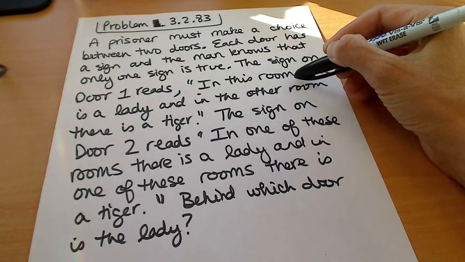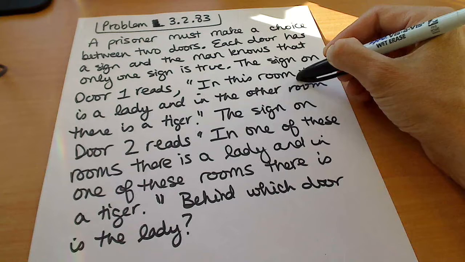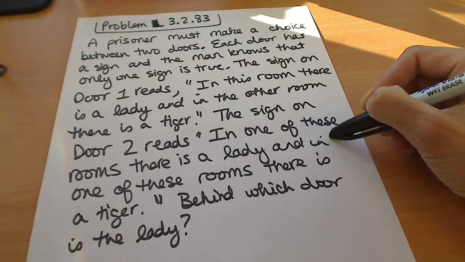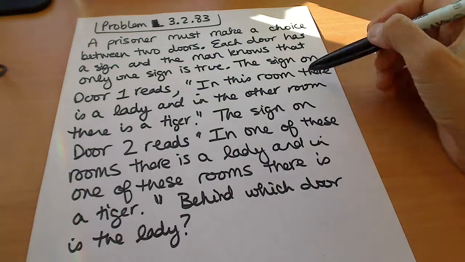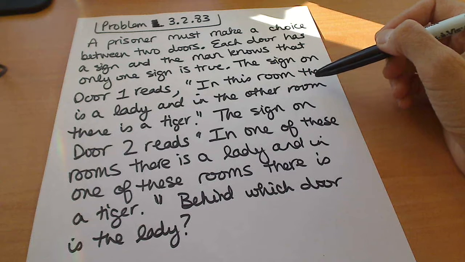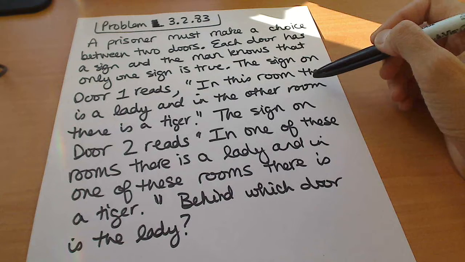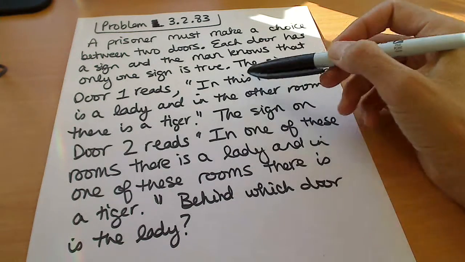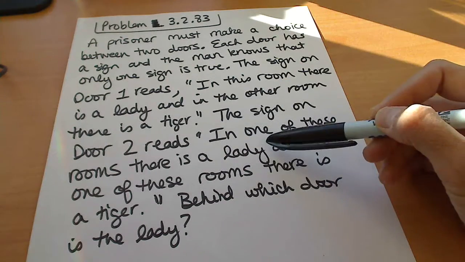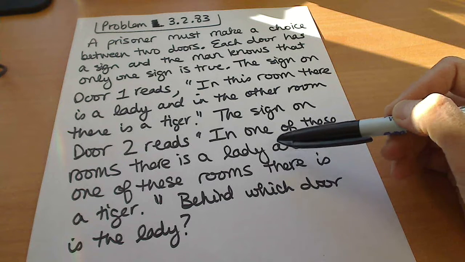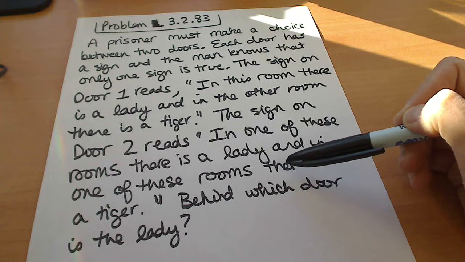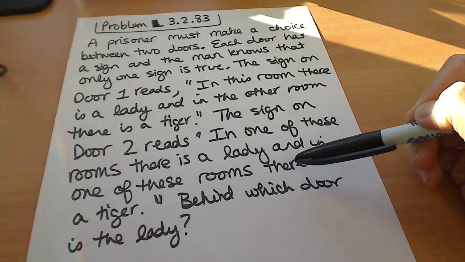if the sign on door number 1 is true, then door number 2 is automatically true, and we can't have two of them be true. So look at this. Door number 1 says that in this room there is a lady, and in the other room is a tiger. If that's true, then door 2 is true, because it would be true that in one of the rooms there's a lady, and in one of the rooms there's a tiger.